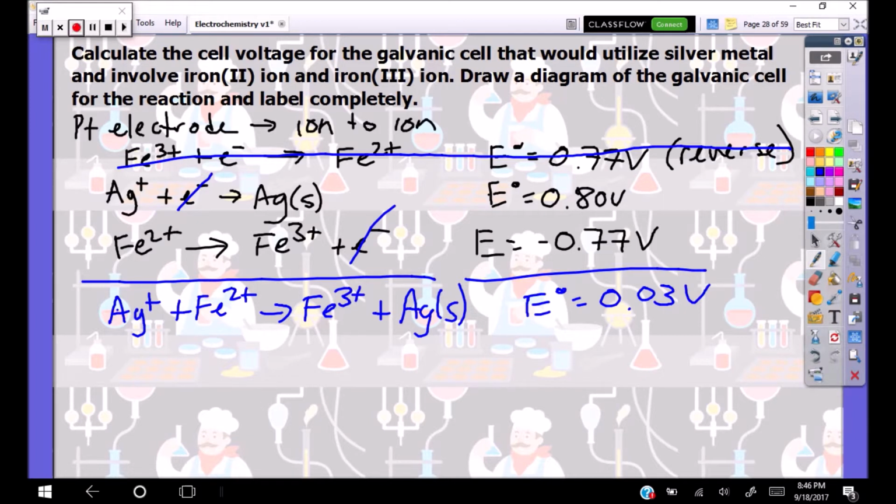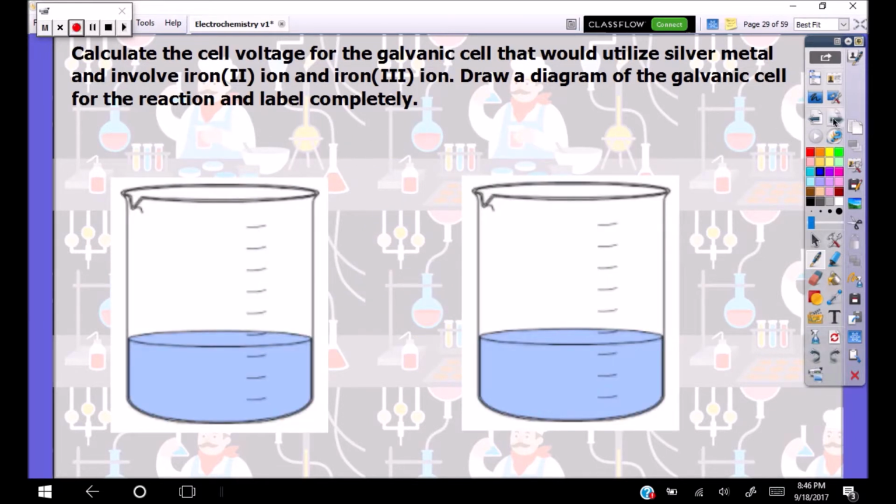How do we draw this? Oh my goodness. Don't worry, we'll be okay. We have to remember the parts of our galvanic cell as we talked about earlier, and we need to include all of them. So, let's start with our beakers here. All right. So, some keys here.